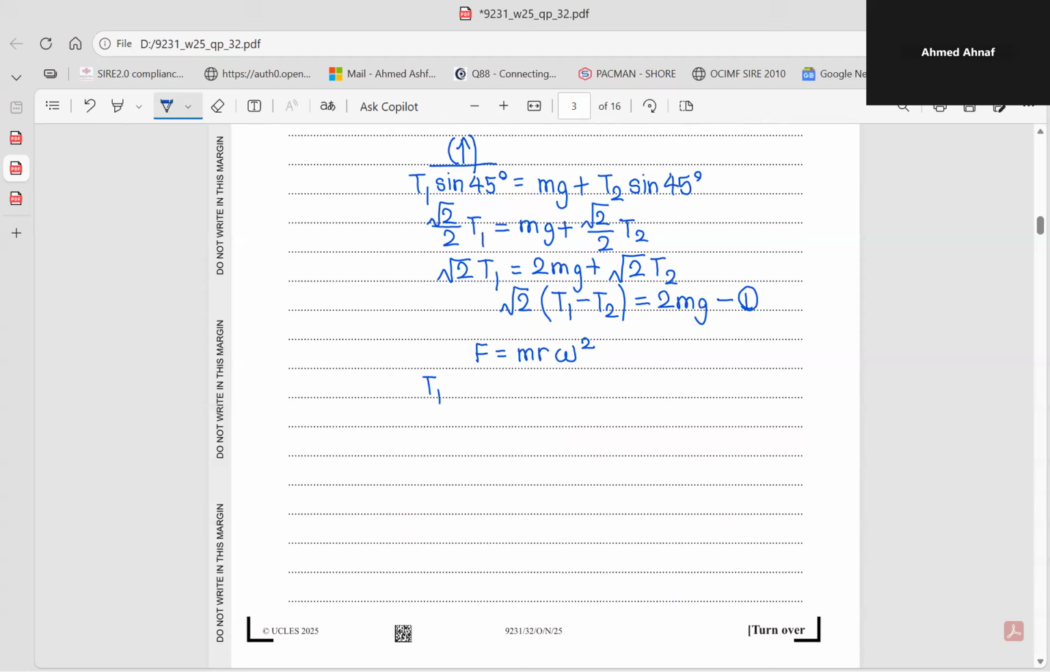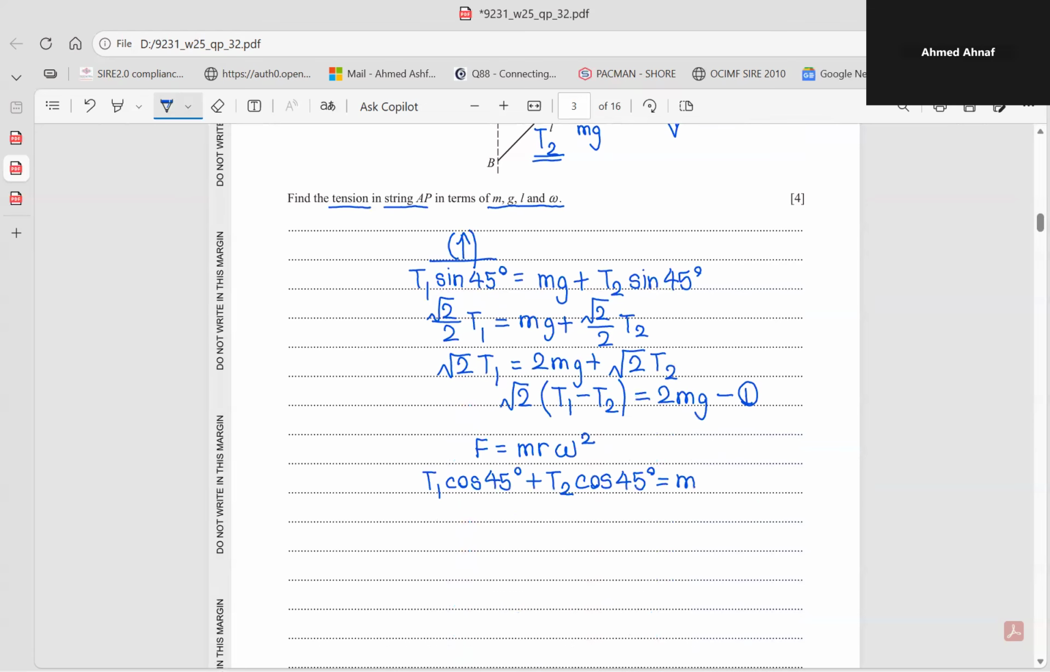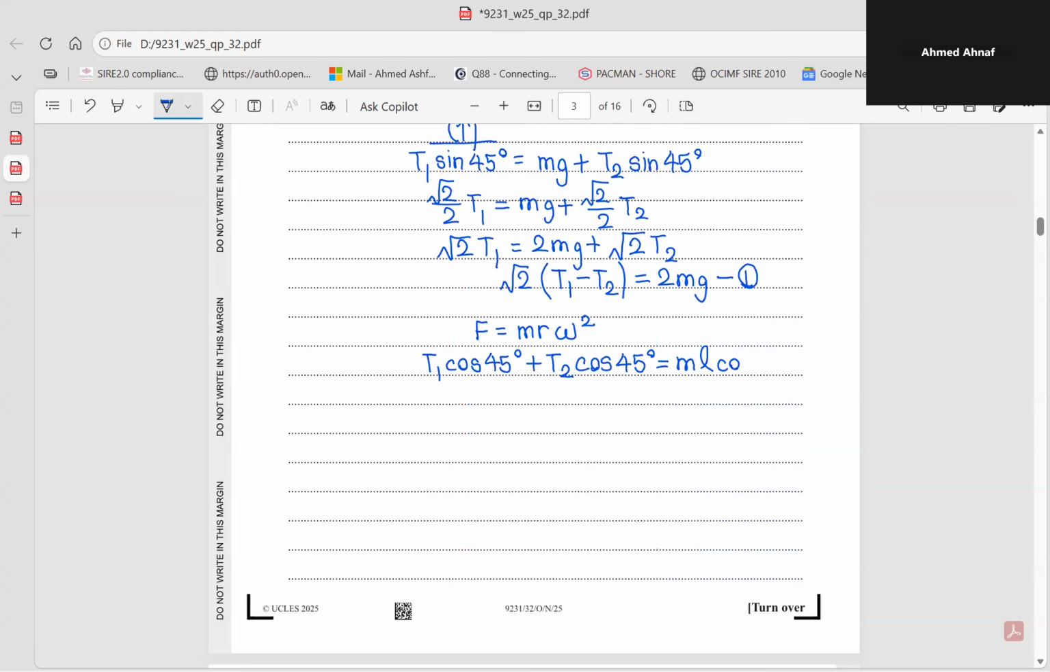So it's just T1 cosine 45 plus T2 cosine 45. And m is just m. As for R, it is basically the length from the center of the circle to the edge of the circle. Okay, so using basic trigonometry, we can say that the hypotenuse is L, and R is the adjacent, so it's just L cosine 45. Okay, so it's mL cosine 45 omega squared.